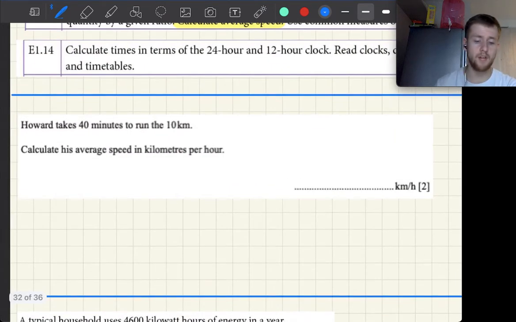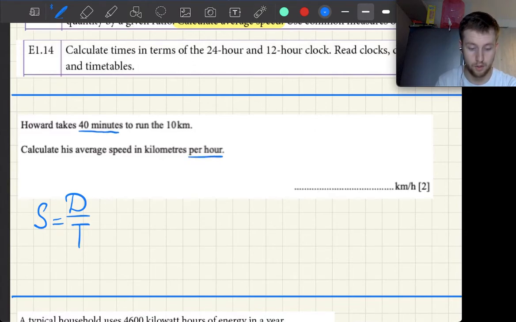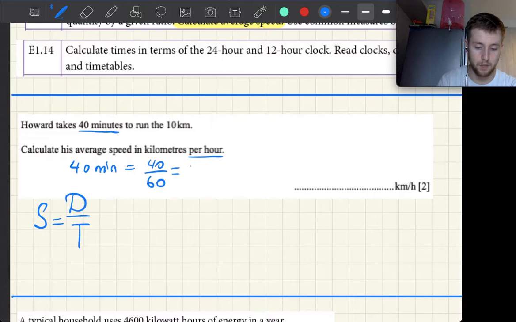First question is, however, it takes 40 minutes to run 10 kilometers. Calculate his average speed in kilometers per hour. There's a formula for speed, which we know is speed is equal to distance over time. There's only one small caveat. There's minutes here, so this is 40 minutes, and we are asked to calculate the speed in kilometers per hour. So this is hours. So what we have to do is convert minutes to hours. So 40 minutes would be equal to 40 over 60 because there are 60 minutes in an hour, which would be equal to 2/3 of an hour.